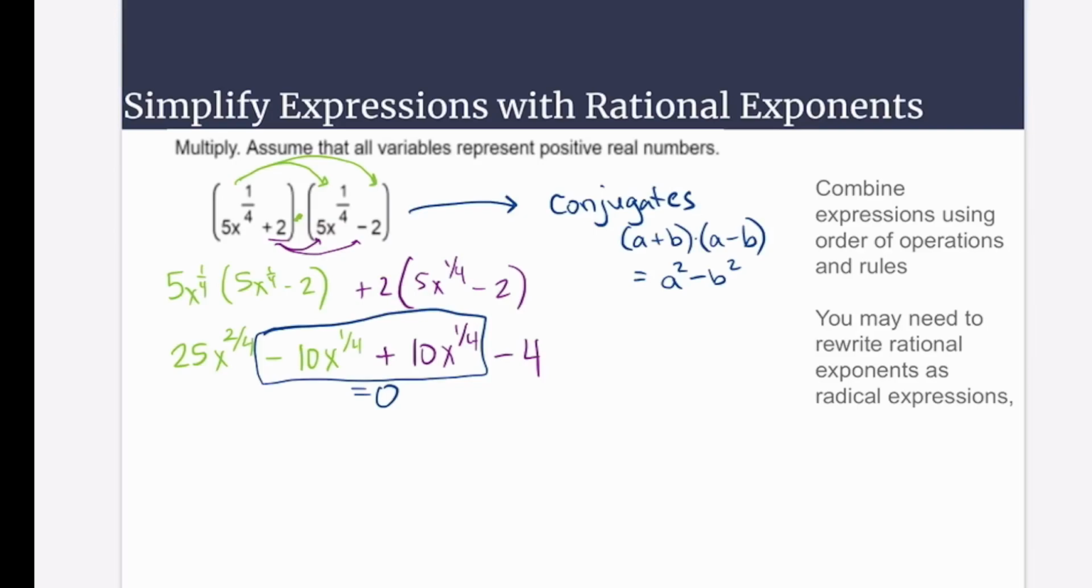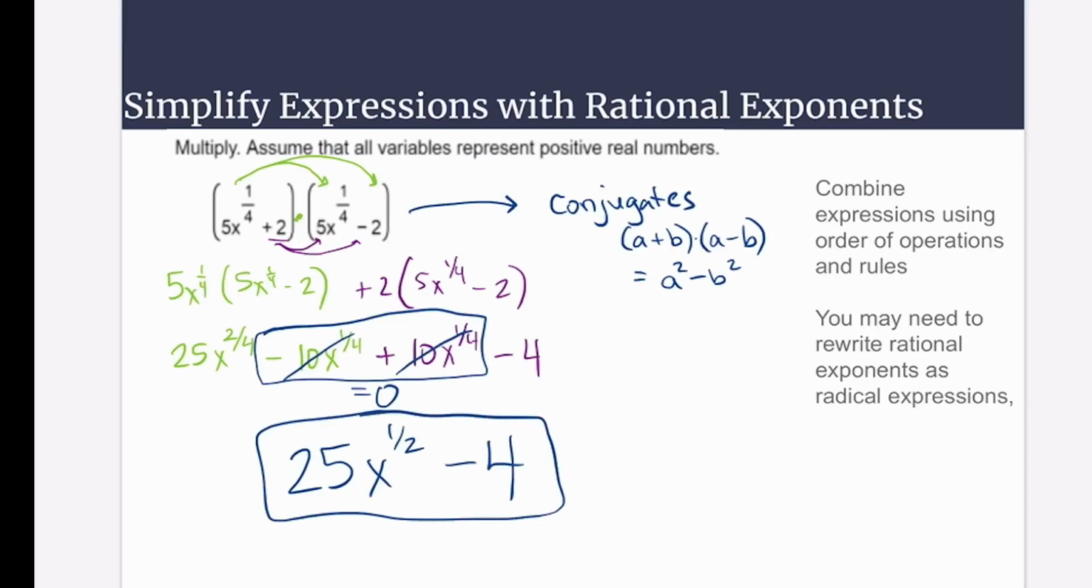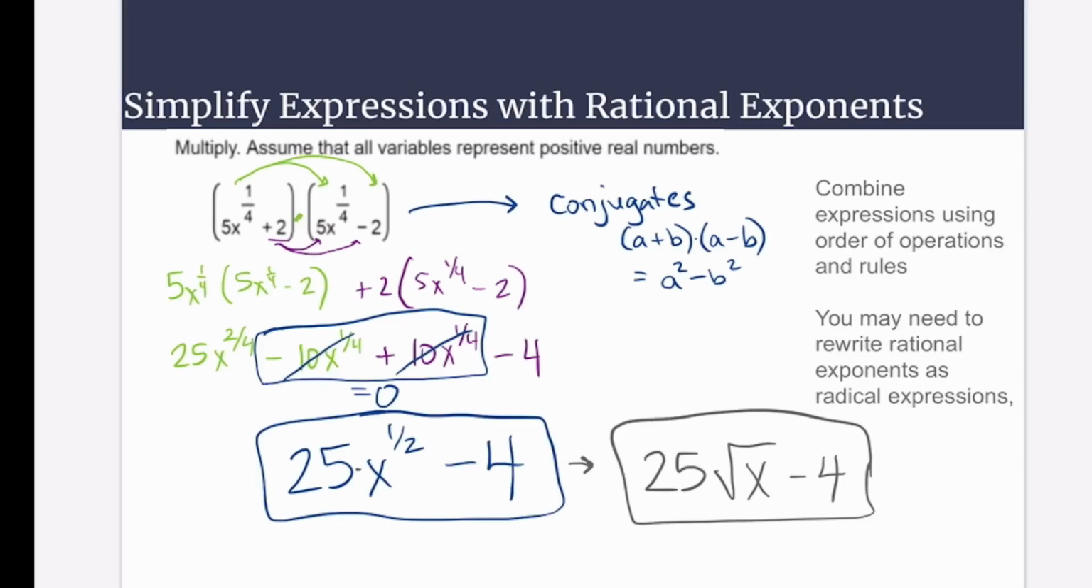So that's a general rule that can help you do math a little quicker. But pretty much what this means is the middle terms cancel. We have negative 4, and here we have 25x to the 2/4, which actually simplifies to 1/2. So that would be your answer. You might be asked to write this as a radical, in which case you have 25 times x to the 1/2. Those are separate. So the x to the 1/2 would translate into that radical, and you'd write your answer like this. Be wary of parentheses. This does not have parentheses, so the 25 has to stay separated.